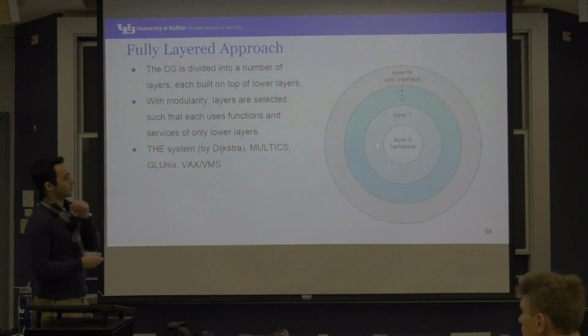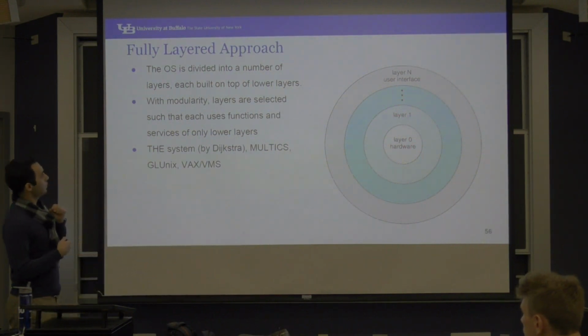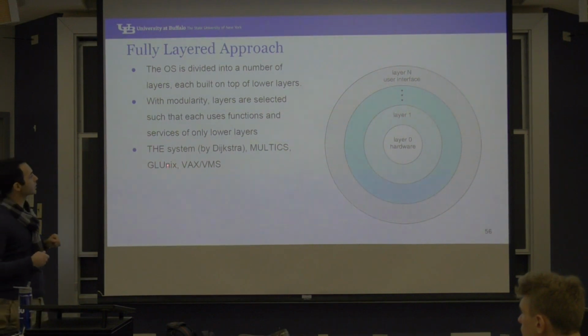So a fully layered approach says, okay, I'm going to do it like this. Layer number 2 should not have access to this or this, only to the layer above and below. There were some OSs like that, I guess, but you don't see them.